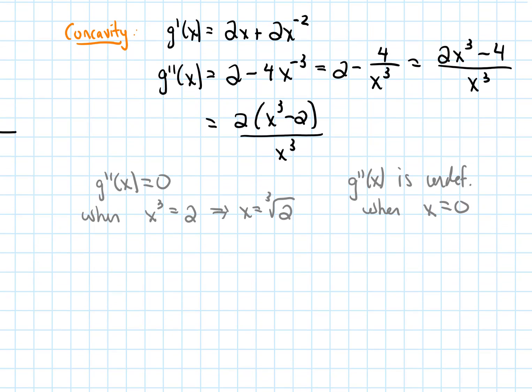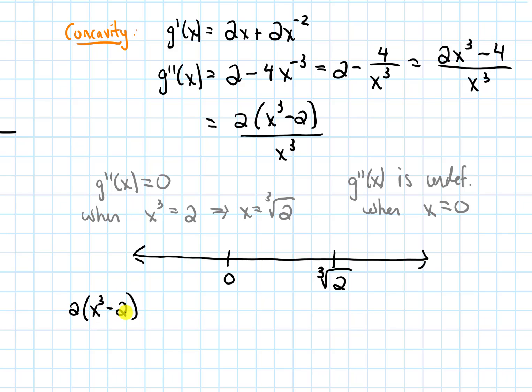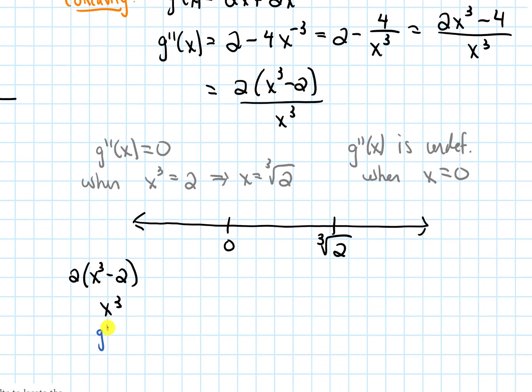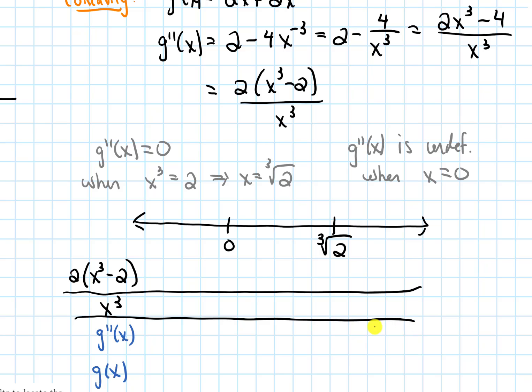Okay, so I take these and I'm going to put them on a number line. So I make a number line, and I'm going to put tick marks at these values. So I put one at 0, I put one at the cube root of 2, and then I write each of the factors of my second derivative as a row. So I'll put 2 times x cubed minus 2 all together. I'll put x cubed underneath that. And then I need to keep track of the second derivative and the original function. What it will mean about the original function. Okay, so let's split this up into rows and into columns.